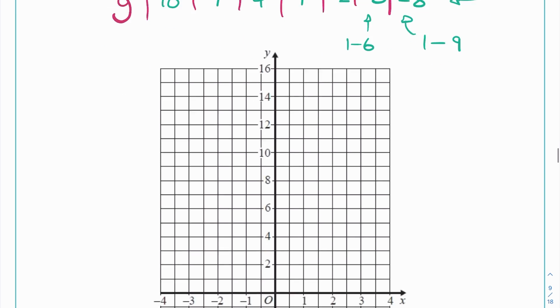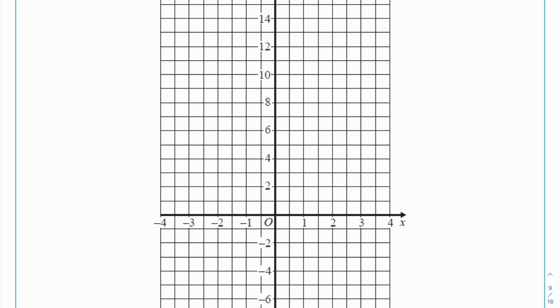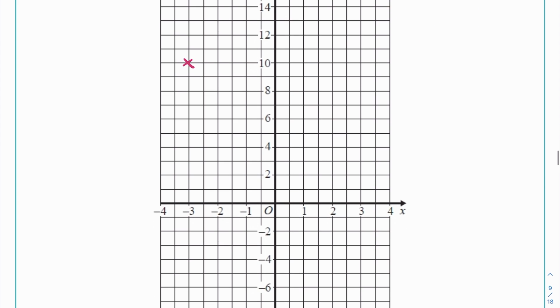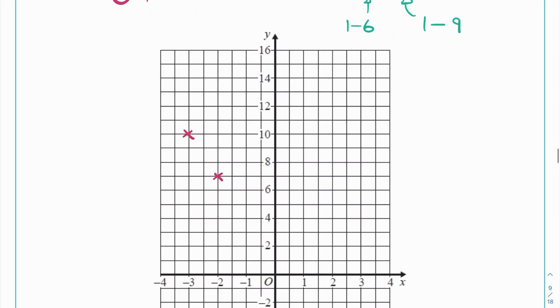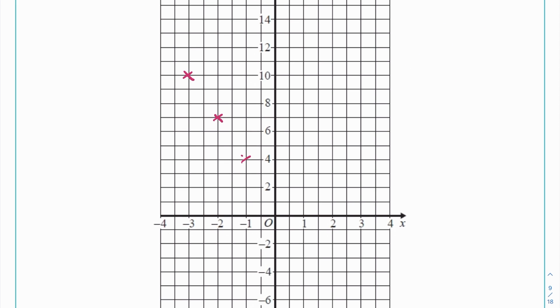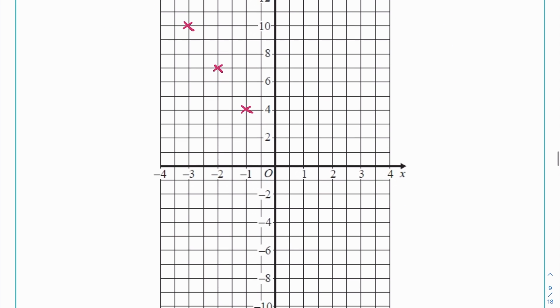Plotting these coordinates, we just need to plot them very carefully. So negative 3 up to 10 would be just here. Negative 2 to 7 would be just here. Negative 1 to 4 is just here. And even at this point you can start to spot a bit of a pattern. Each point goes down 3 squares, right 2 squares. So I can just follow that pattern going down and across, down and across, down and across, and same again for that one, and that finishes on the x equals 3.